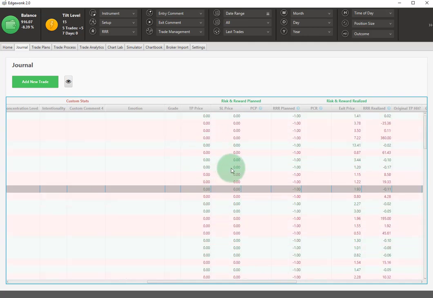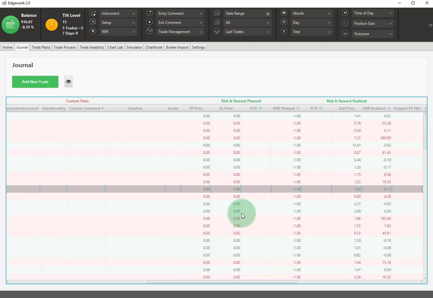So it is really important that you invest some time in entering your trades, especially when you want to analyze your reward to risk ratio, your trade management, or your R multiple figures. Then the take profit and the stop loss must be filled out.